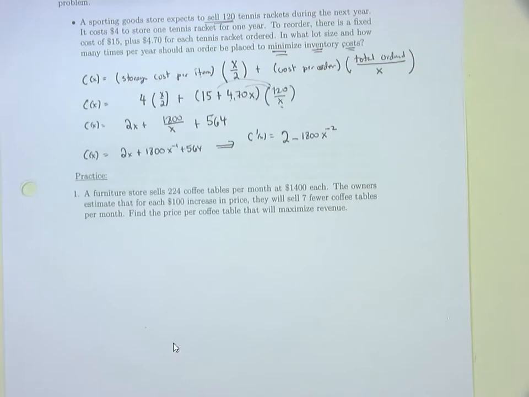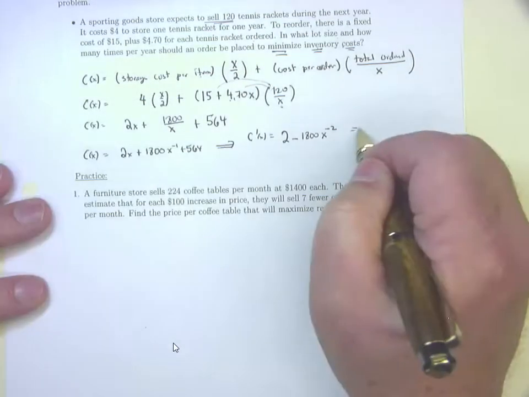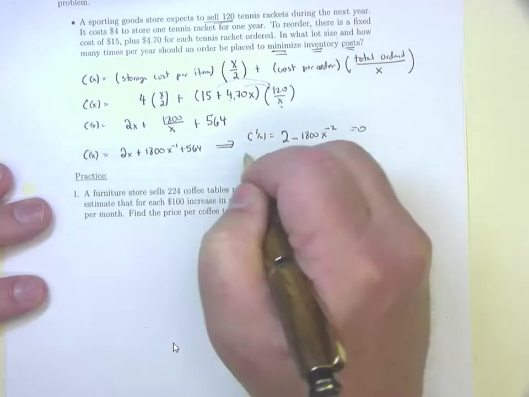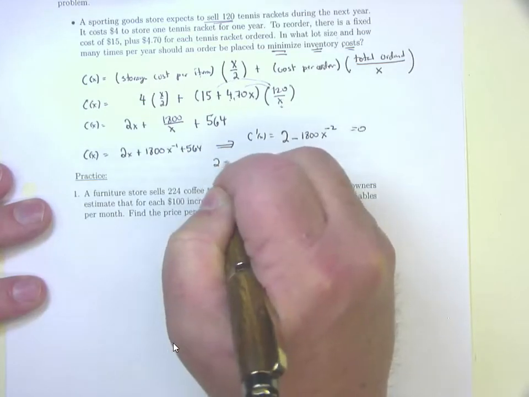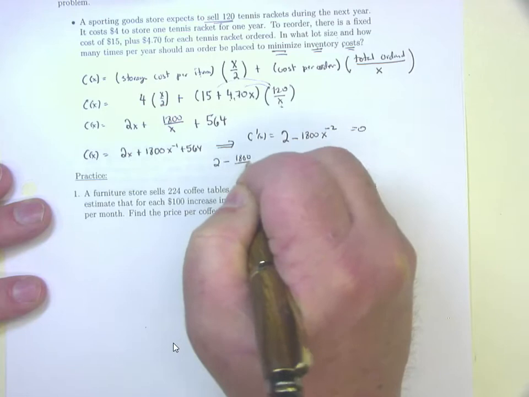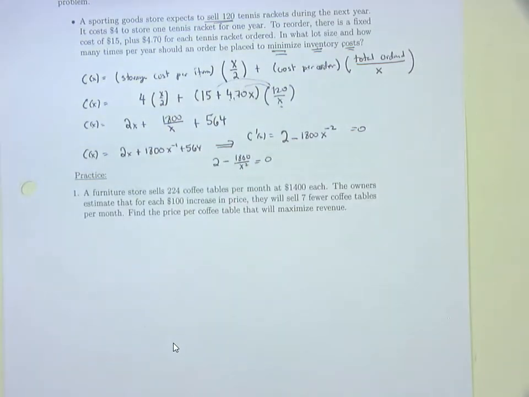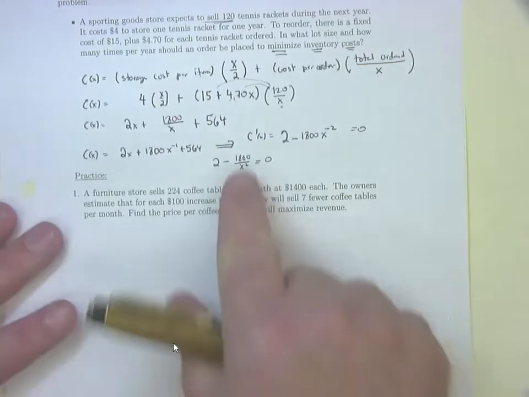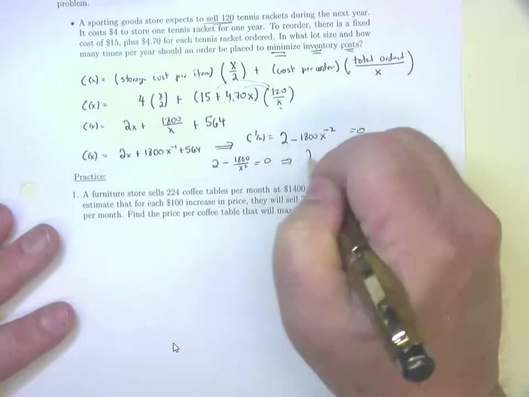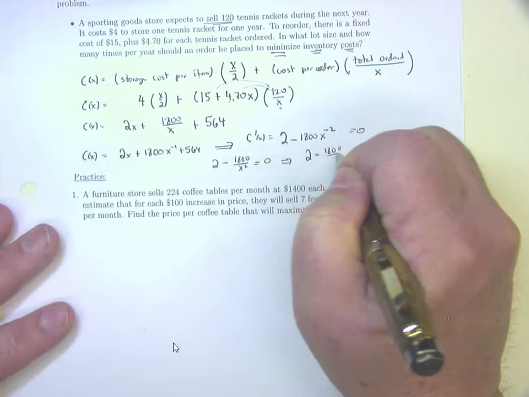So this is my derivative equation. I'm going to set it equal to 0 and solve. I'm going to clean them up. This gives me 2 minus 1,800 over x squared is equal to 0. Does that make sense? I'm going to move this term to the other side. This gives me 2 is equal to 1,800 over x squared.